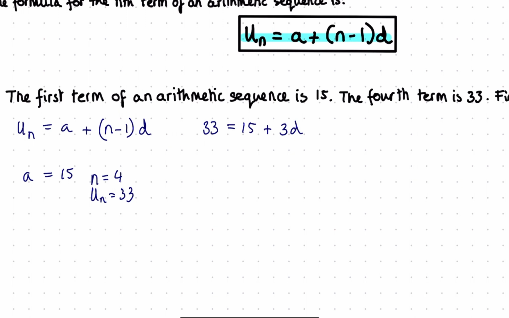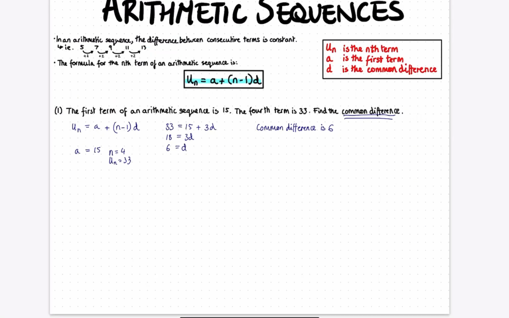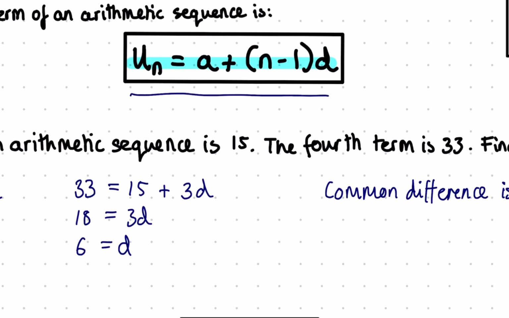So subtract 15 from both sides, and you get 18 equals 3d, and then divide both sides by 3, and you get 6 equals d. And so the common difference is 6. And questions on this topic in the exam don't really get much more complicated than that. All you have to do is be able to understand this formula that I've got highlighted here.